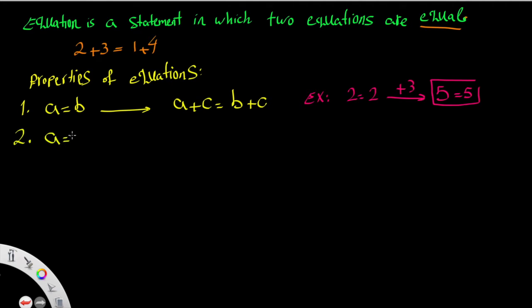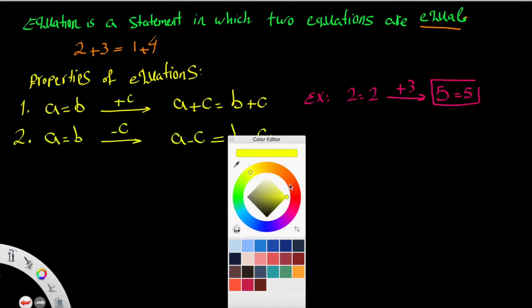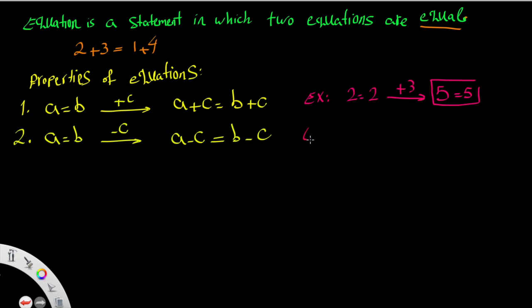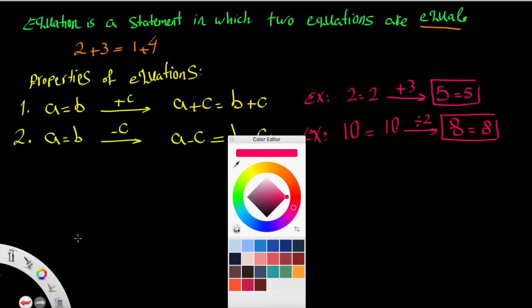Now, if A is equal to B, C can be added, and C can also be subtracted. You are allowed to subtract a constant from both sides. For example, 10 is obviously equal to 10. When you subtract a constant, for example 2, from both sides, 10 minus 2 is 8 on both sides. So they are again equal.